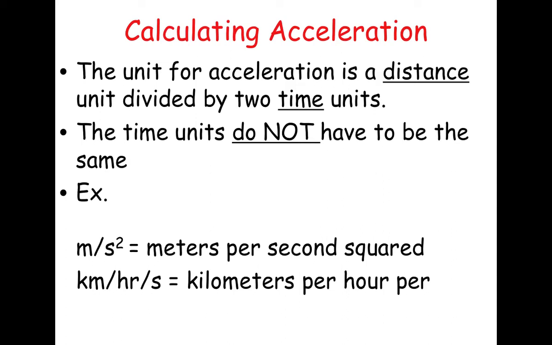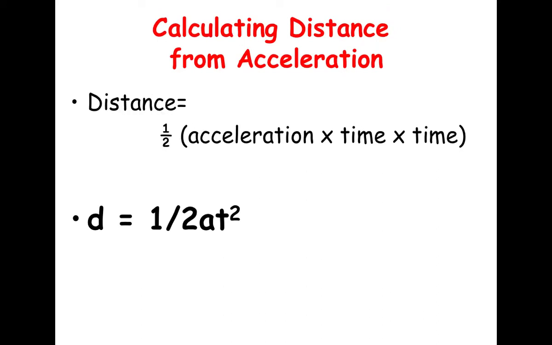We can also measure how far something travels because of the acceleration. So we can calculate the distance something has traveled during acceleration by using d = 1/2 at², where a is the acceleration and t is the time that has elapsed.